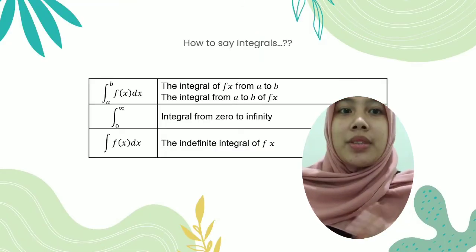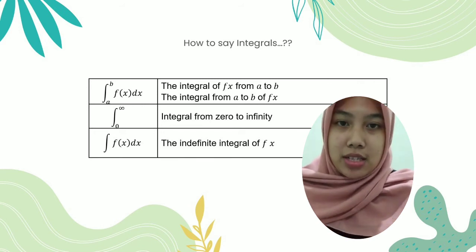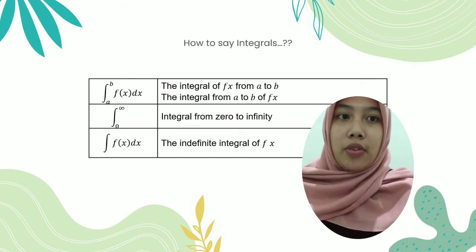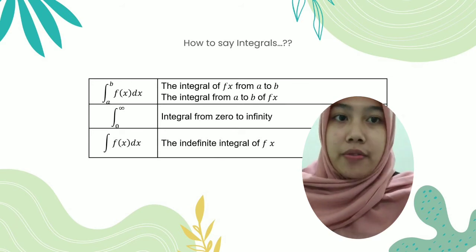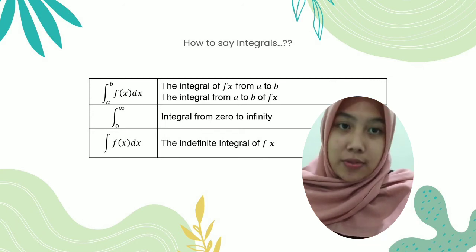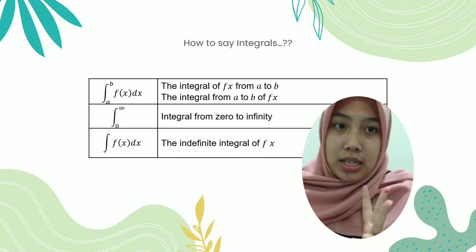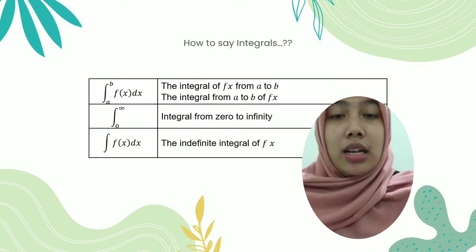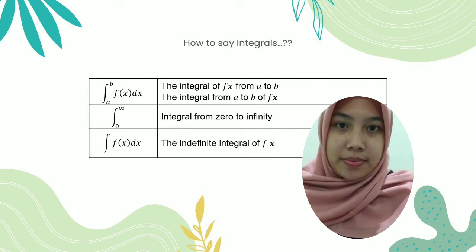How to say integrals? Number 1, the integral of f(x) from a to b, or the integral from a to b of f(x). Number 2, integral from 0 to infinity. Number 3, the indefinite integral of f(x).